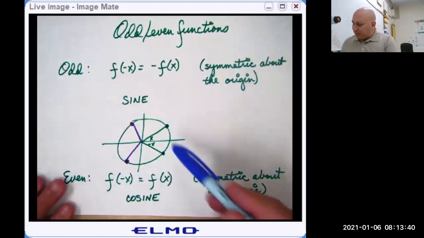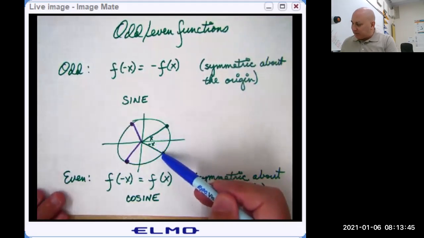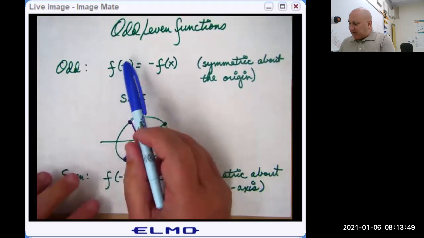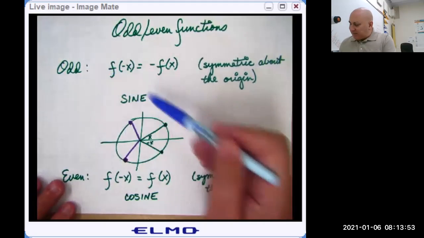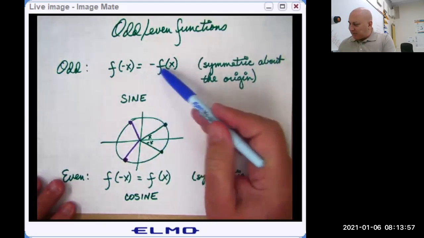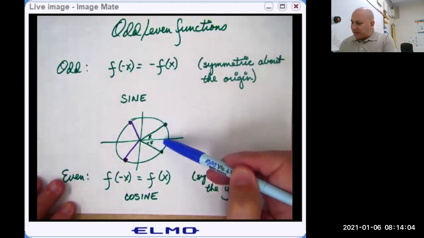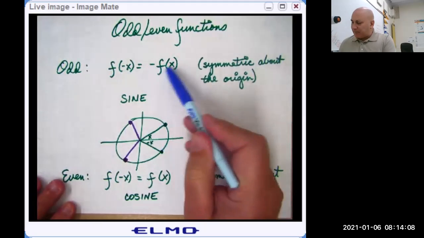Let's take a look. Here's angle x, and here's angle negative x. Now let's look at sine. So f of x is sine x. What is the sine of negative x? Well, you can tell it's the opposite of the sine of x. Sine of x is this y value. Sine of negative x is this negative y value.